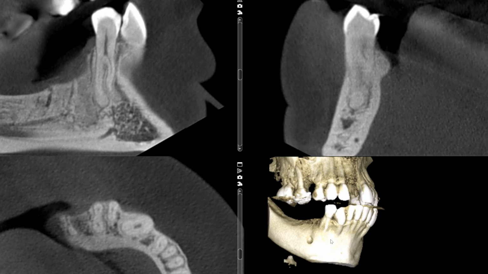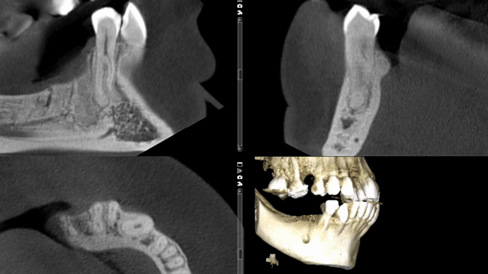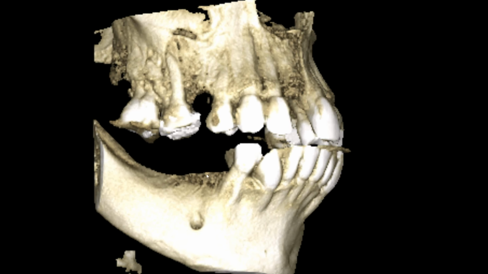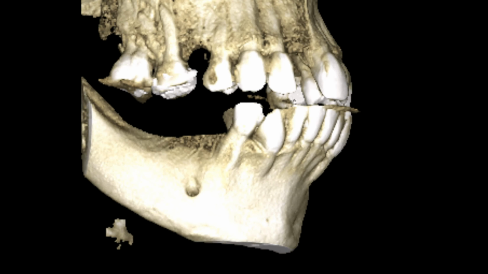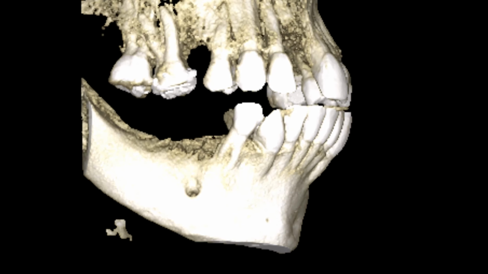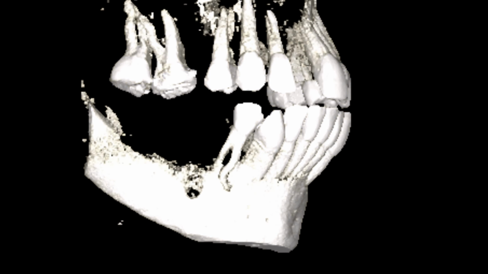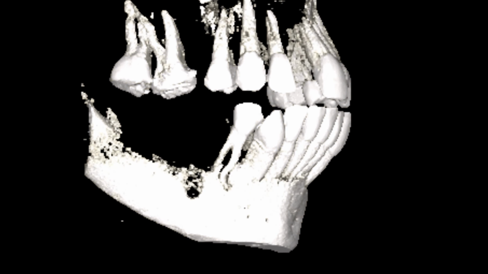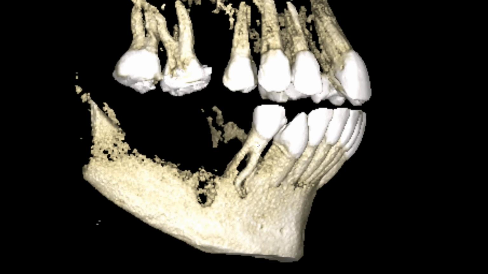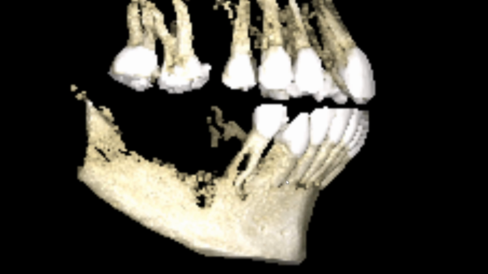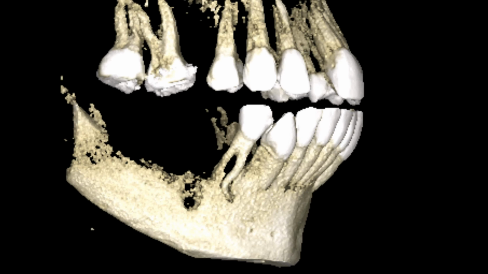Let me see, does the 3D rendering show much? Well, it does show that we do have bifurcation of the roots. You can kind of see, right? Let me change the threshold to remove part of the bone. And there you go. Very impressive, right? The technology of cone beam is so impressive.